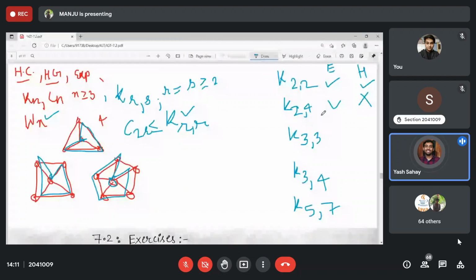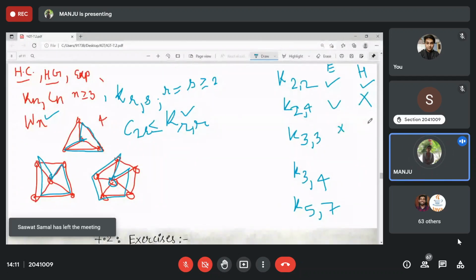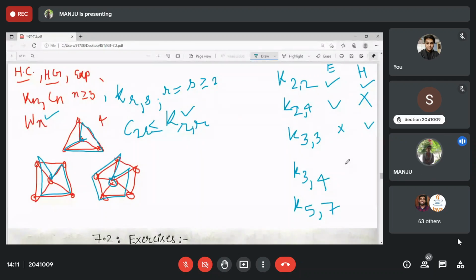What about this one? Not Eulerian but Hamiltonian. What about this one? None of these. Not Eulerian because there are 4 odd vertices, and non-Hamiltonian. And here also, not Eulerian and not Hamiltonian. Okay?